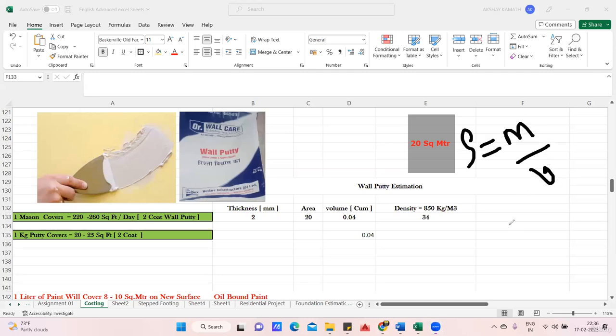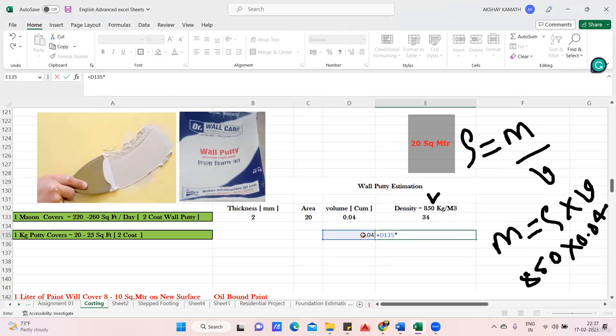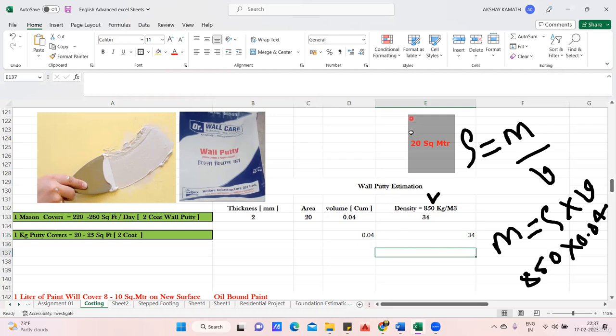I want mass or weight by volume. So I want to find the mass. Mass will be density into volume. What is density? Density is 850, multiplied by volume, which is 0.04. Let me do this manual calculation here: 0.04 multiplied by 850. This is the density of your wall putty. So it will be 34 kg. That means if I want to do wall putty for 20 square meter at 2 mm thickness, I require 34 kg of wall putty.